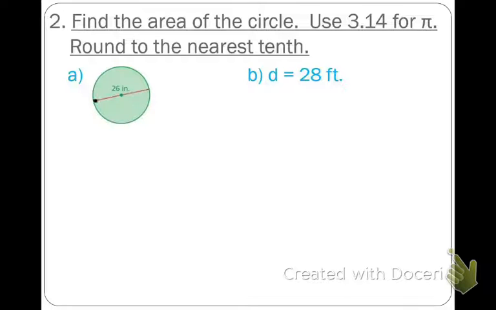Look right here. It gave us all the way across the circle. What is that? That's the diameter. Everyone say diameter. Diameter. Okay, so the diameter is 26 inches. Halen, what is the radius? 13. How'd you figure that out? All you do is you cut it in half, okay? So you're dividing by 2.